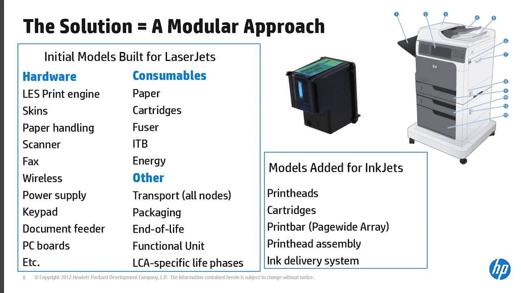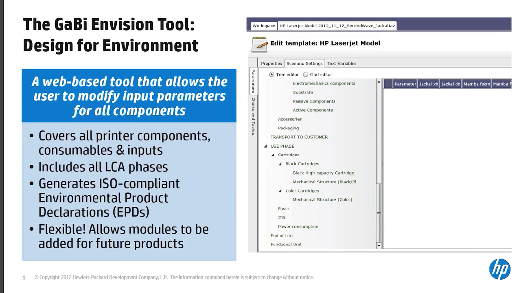You can see that we started with LaserJets as the first ones and all the different things that go into that, and then realized once we had done it that we were pretty close to being able to do it for most any of HP's imaging devices. So we took that model and added to it specific things that are unique to inkjet, the cartridges and print heads and so forth that go there, and created sort of a grand model that can be used to generate these LCAs. I'm not going to show you too much about that model, but it's basically a web-based tool.